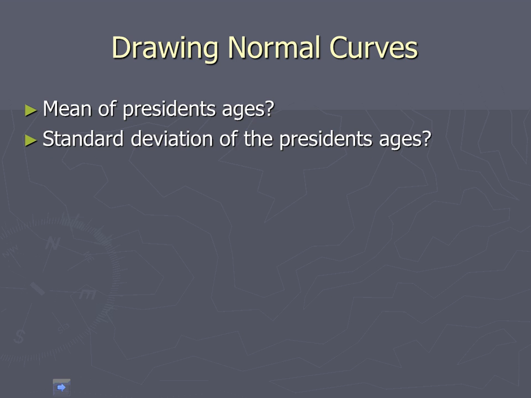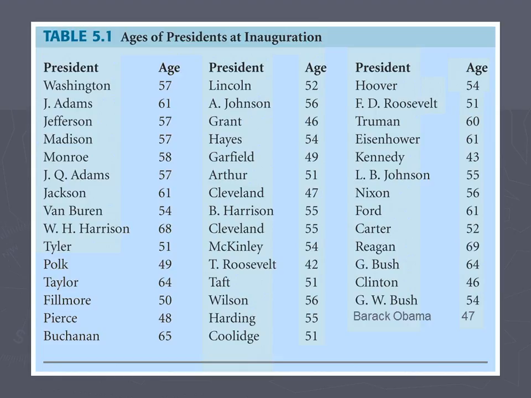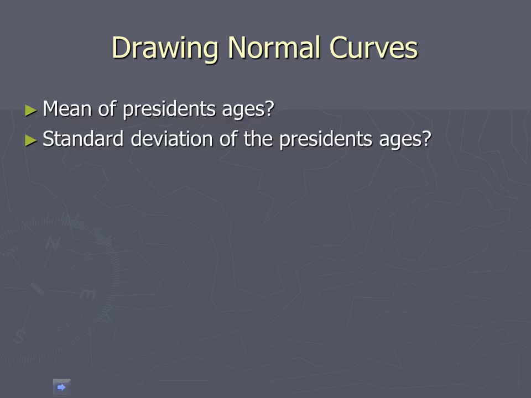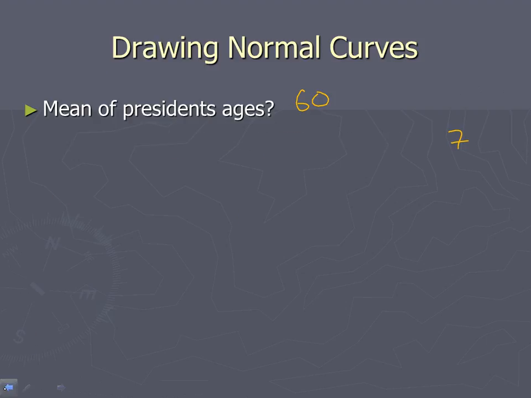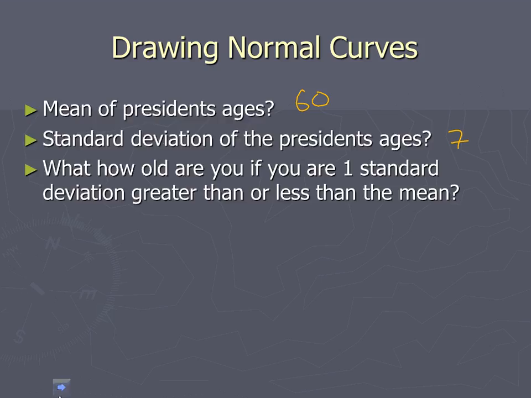Drawing normal curves, okay? Let's say I have all of these presidents, and these are all the presidents and their ages during their inauguration. Let's say I plugged that into my calculator, and I found the mean of the presidents' age was 60, and the standard deviation was 7. And I find out that the presidents' ages follow a normal distribution. What I'm going to do is sketch a normal curve, because I'm going to be able to figure out how old I would be if I'm one standard deviation greater than or less than the mean. And I could do the same for 2 standard deviations and 3 standard deviations.